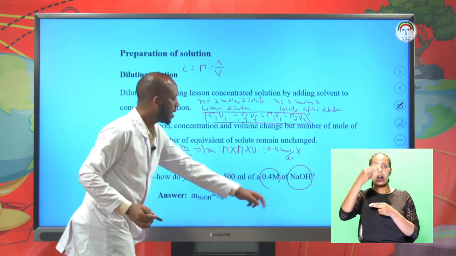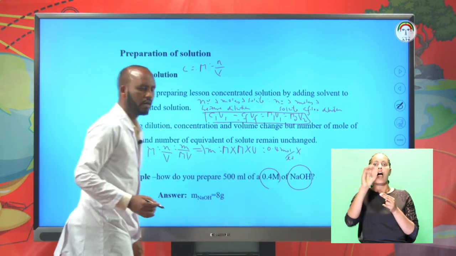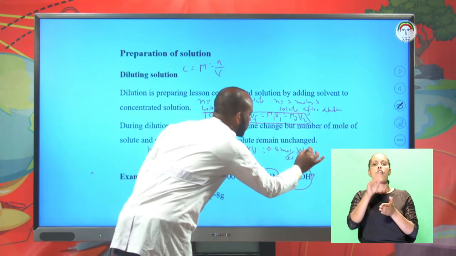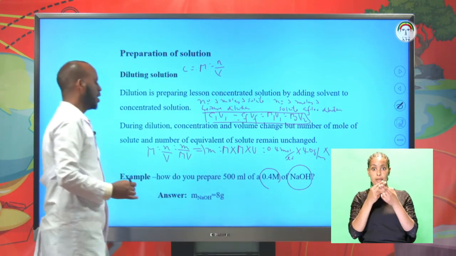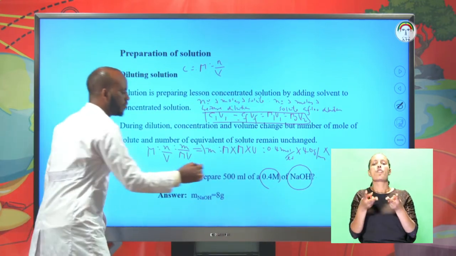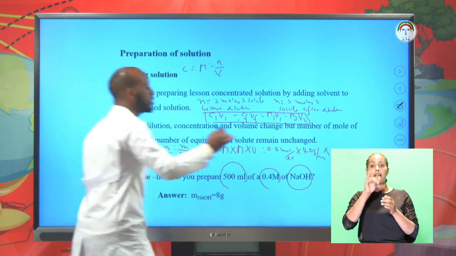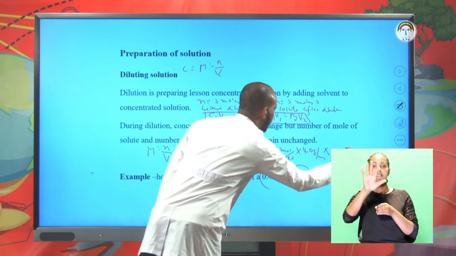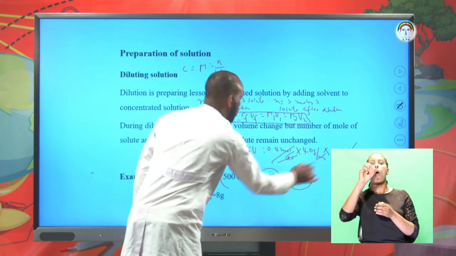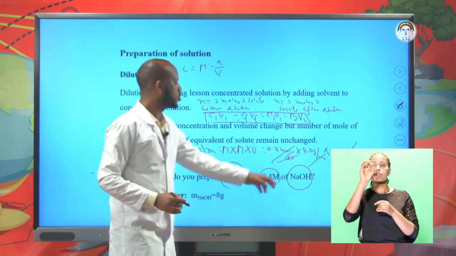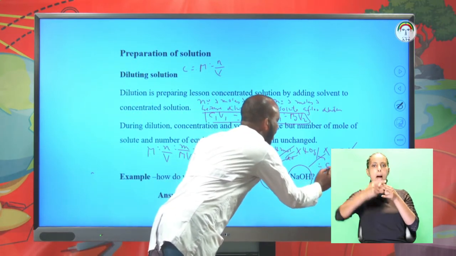Sodium, its atomic mass is 23. Hydroxide, oxygen 16, hydrogen 1, total 40 gram per mole, times volume of the solution, 500 milliliter. In liter is 0.5 liter. Liter will be cancelled by liter, mole by mole. Therefore, 0.4 times 40 times 0.5 is 8 gram.